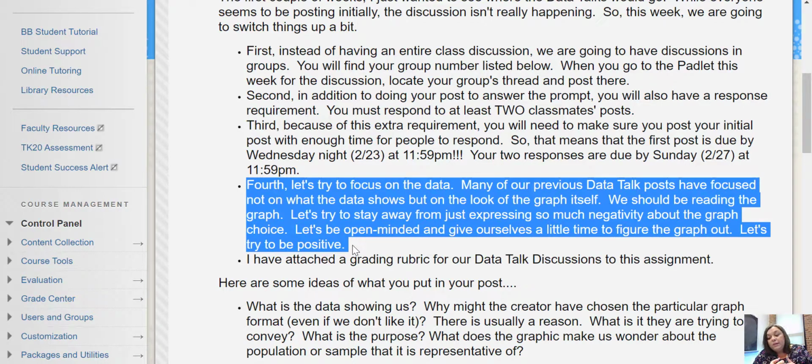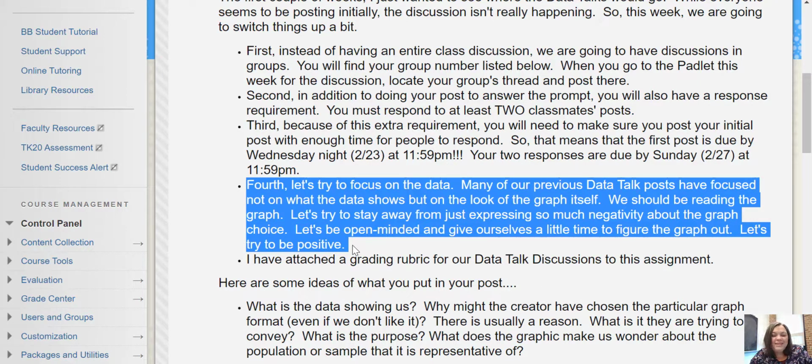So I would like us to keep an open mind and stay positive. There's been a good bit of negativity and what I call graph bashing over the first 2 weeks. So just give it a chance, you guys.